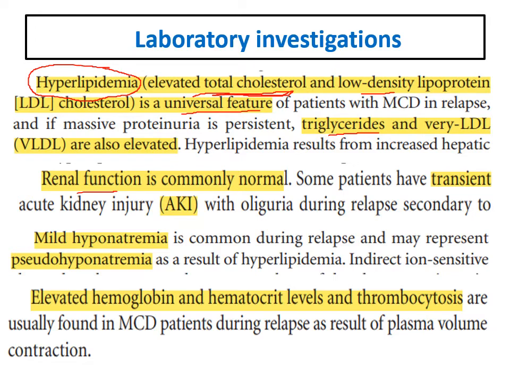Renal function is usually normal, but might be elevated, usually due to hypoperfusion and hypovolemia, usually aggravated by the use of diuretics. There might be mild hyponatremia, and usually it is a pseudo hyponatremia as a result of severe hyperlipidemia. There also might be elevated hemoglobin and hematocrit levels and thrombocytosis, usually in patients with minimal change, as a result of volume contraction and decrease in intravascular volume.